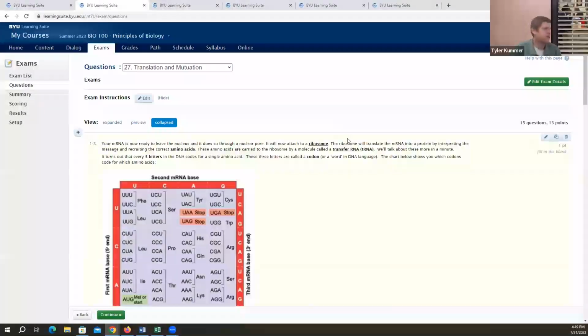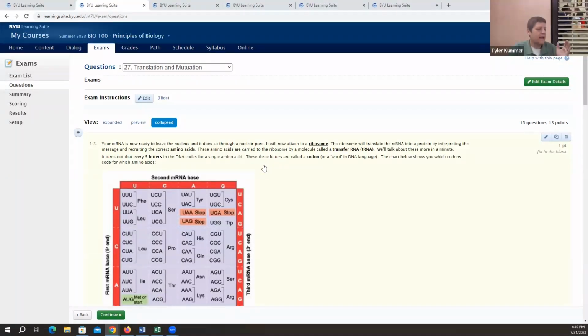Translation and mutation. In translation and mutation, we're going to take that RNA transcript that we made and put through processing, and the worker is going to read it and build it. The worker that does that is the ribosome. And it does that by reading the letters of the DNA, or sorry, RNA at this point, every 3 letters.